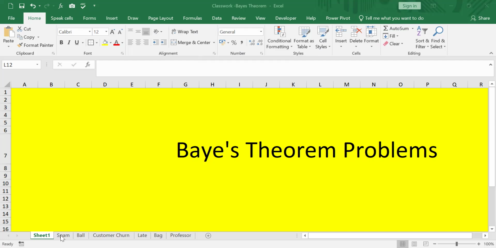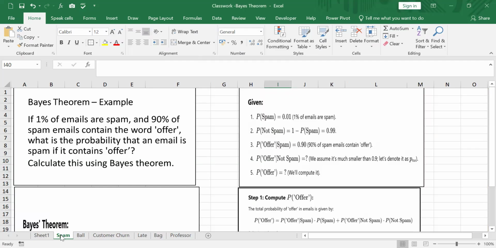Let us solve some problems using Bayes' theorem. First problem, if 1% of emails are spam and 90% of spam emails contain the word offer, what is the probability that an email is spam if it contains the word offer? Calculate using Bayes' theorem. Let's find out what all things are given here.